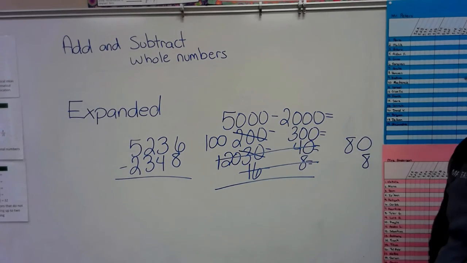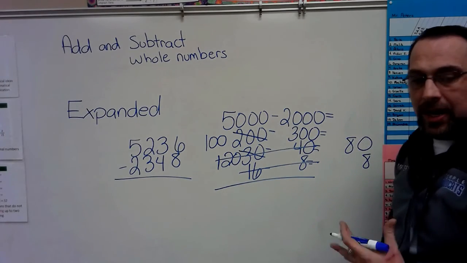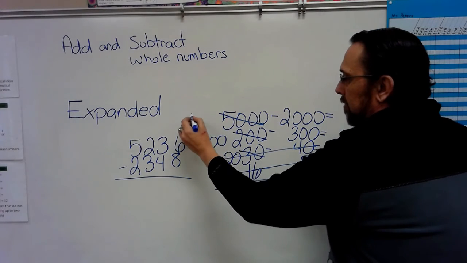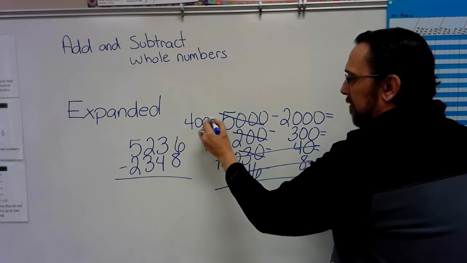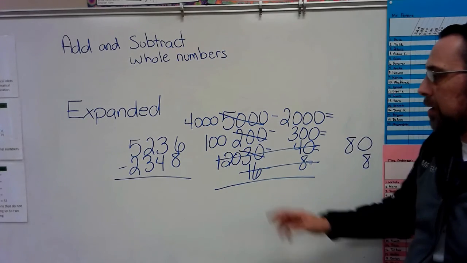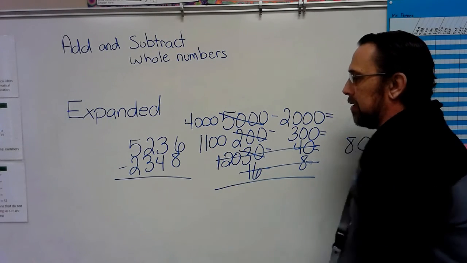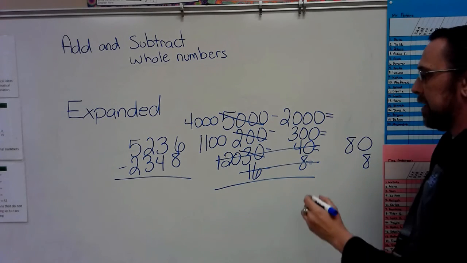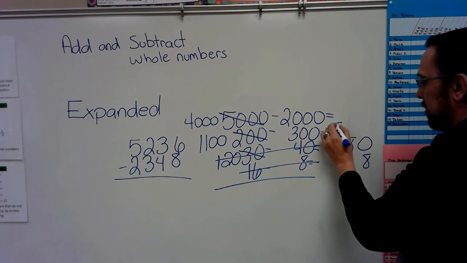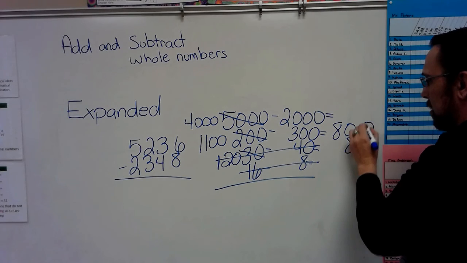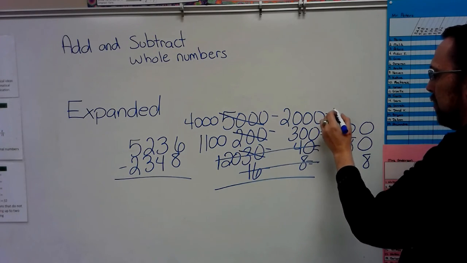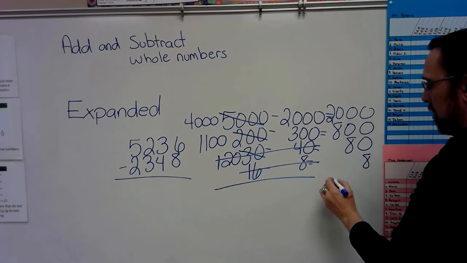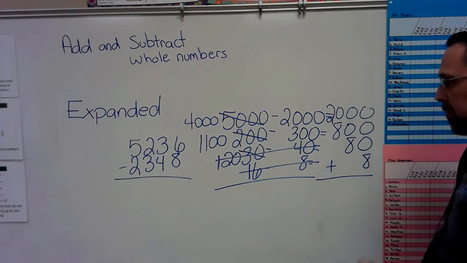100 minus 300. Once again, I cannot do that. I'm going to borrow 1,000 from 5,000, which makes that 4,000. And then I'll bring the 1,000 down here. 1,100 minus 300. That is going to be 800. 4,000 minus 2,000 is 2,000. I add these numbers together.